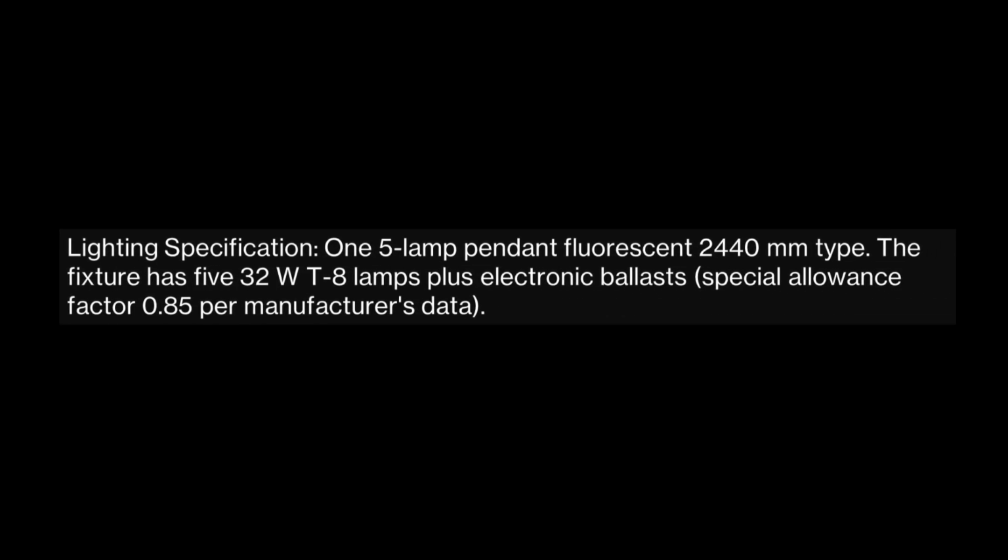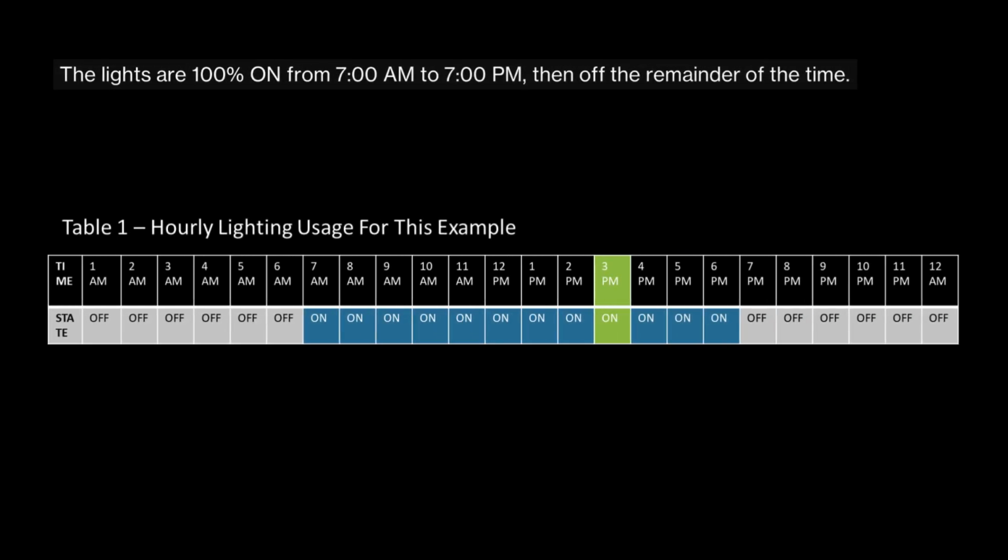We were given the lighting specification as 1.5 lamp pendant fluorescent 2440 mm type. We were told that the fixture has 5 32-watt T8 lamps plus electronic ballast, and the special allowance factor is 0.85 per manufacturer's data. We were also told that the lights are 100% on from 7 a.m. to 7 p.m., then off the remainder of the time. That means that at 3 p.m. the lights are still on.